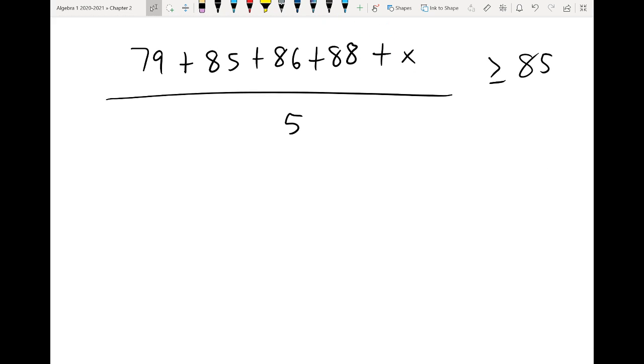This is going to be a good time. You are going to have to add this up on your own, a little side calculation, which is 79 plus 85 plus 86 plus 88, which is equal to 338. So we have 338 plus x, all over 5, greater than or equal to 85.